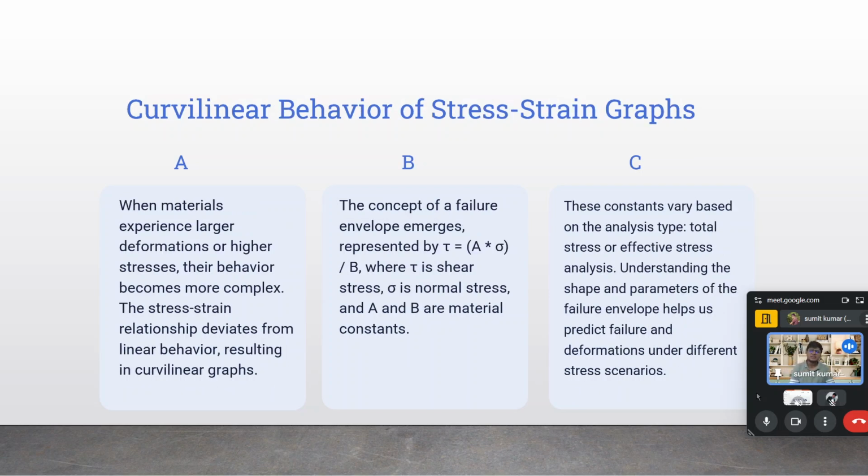When we talk about the curvilinear behavior of the stress strain graph, when a material experiences large deformation or higher stress, its behavior becomes more complex and the stress strain relationship deviates from linear behavior, resulting in curvilinear graphs. The concept of the failure envelope emerges, represented by tau equal to A times sigma to the power B, where tau is the shear stress and sigma is the normal stress, and A and B are material constants.